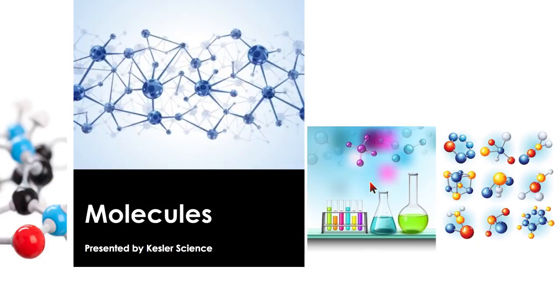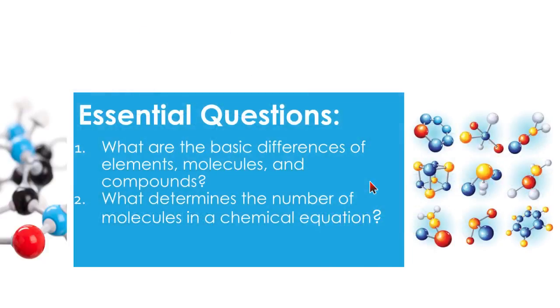And so before we jump into formulas, we need to understand molecules. So away we go. Some essential questions. What are the basic differences of elements, molecules, and compounds? And what determines the number of molecules in a chemical compound?